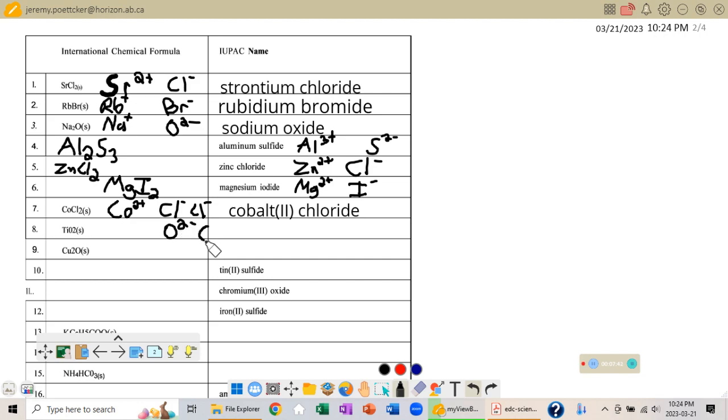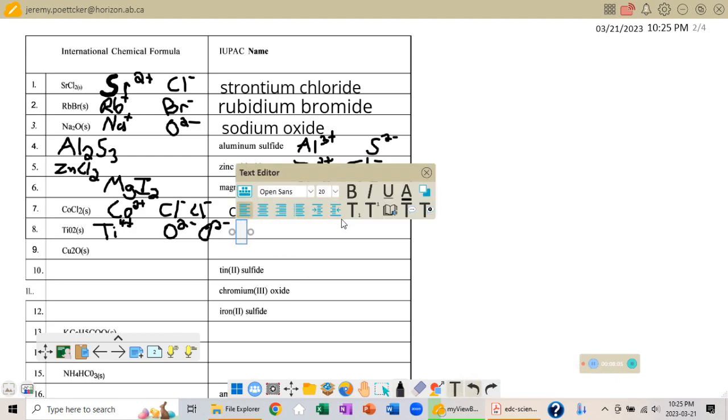So I have O2- and another O2-. So a total of 4 negatives, which means that titanium has to be 4 pluses. So this is going to be Ti 4+. And as soon as I see that 4+, that tells me it's got to be a Roman numeral 4. So this is going to be titanium, Roman numeral 4, in brackets, oxide. And there we go.